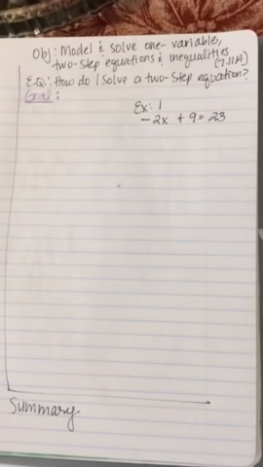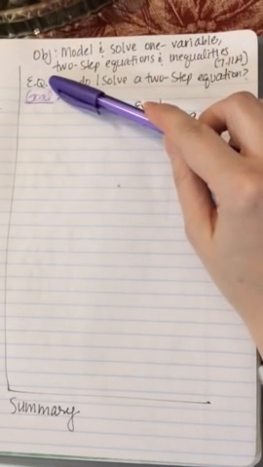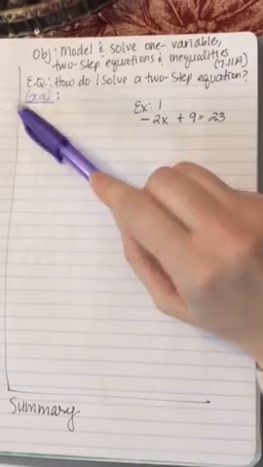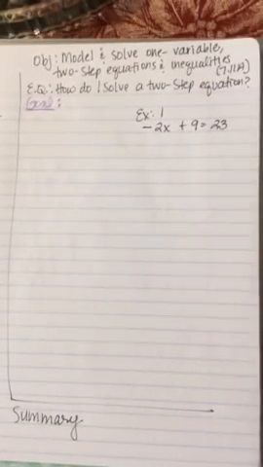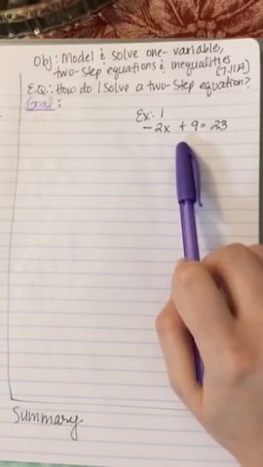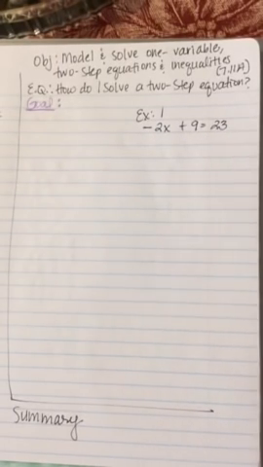Today your objective for your Edpuzzle video is to model and solve one variable two-step equations and inequalities, which is TEK 7.11a. Your essential question is, how do I solve a two-step equation? I want you to press pause, write down your objective and essential question, and right here I want you to write goal, and then on the right hand side, I want you to write example 1, which is negative 2x plus 9 equals 23.